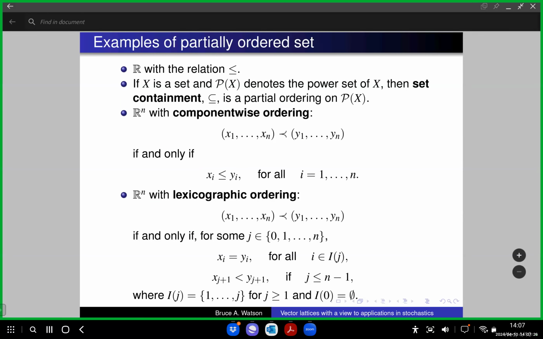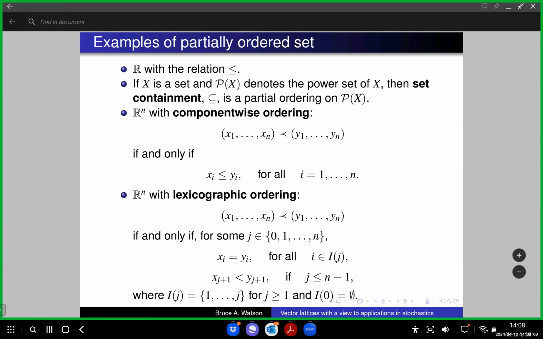Now, what about sets? If we have a set X and we take the power set of X, that's the set of all subsets of X, then we can partially order the power set of X by set containment. So if we have two subsets of X, we say that A is below B if A is a subset of B, where A and B are subsets of X. That induces a partial ordering on the power set of X.